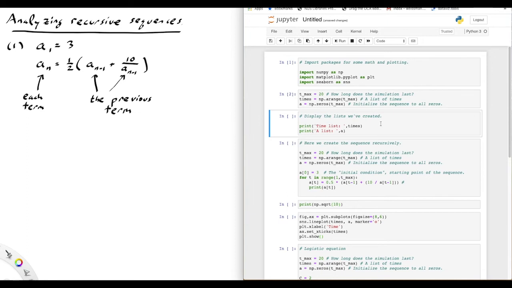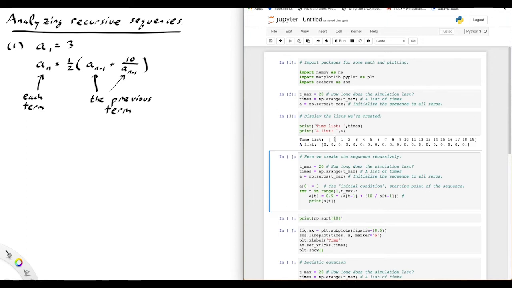So now what I've done is I've really made two lists of numbers, one to keep track of what step I'm at or what time it is. I'm going to look at time steps 0 through 19, and my sequence is initialized to a big sequence of zeros. And then I'm going to use a programming construct called a loop. And the way that this works is that here I'm setting the first term in the sequence to be 3.